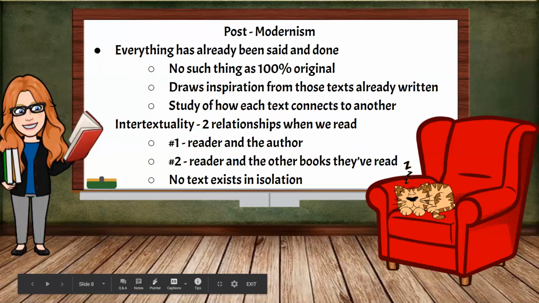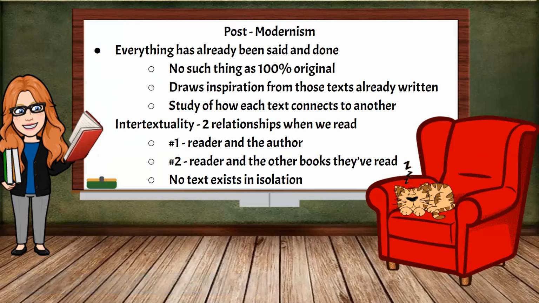In postmodernism theory, everything has already been said and done. There's no such thing as writing that is 100% original. And so when we write, we draw inspiration from those texts that have already been written. This kind of theory and critiquing of text really is studying how each text is somehow connected to another.